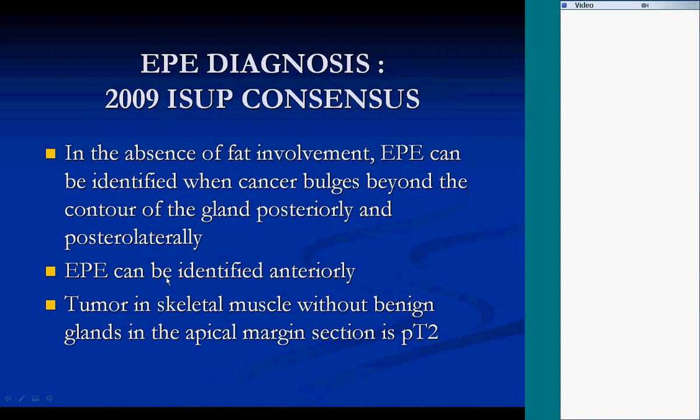And you can, using the same approach, identify prostate cancer anteriorly. And this is something that's in the protocol, that if you see cancer in skeletal muscle but without adjacent benign glands, go ahead and assign pT2. It's really tough to diagnose extraprostatic extension at the apex, where skeletal muscle can interdigitate into the substance of the prostate glands.